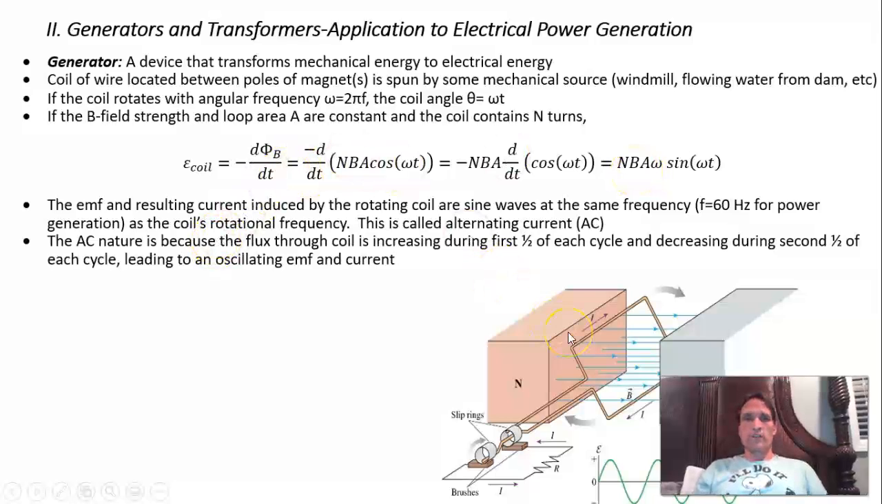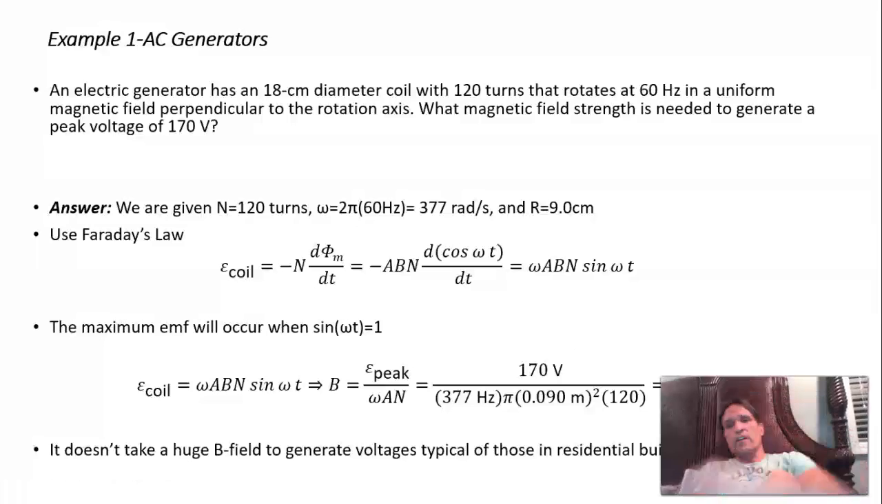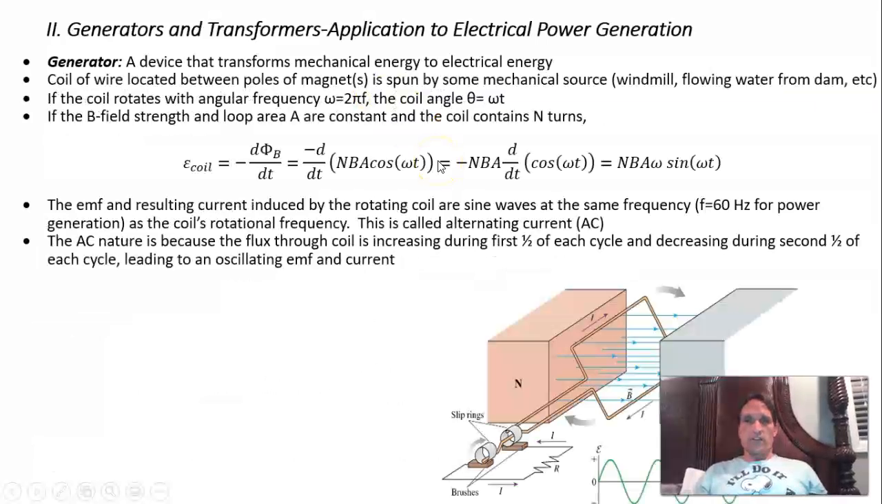potential differences. So here's an example. So suppose that you have a given generator and it has an 18 centimeter diameter coil, and let's make it with 120 turns. So N is 120. And suppose that it rotates at 60 hertz in a uniform magnetic field perpendicular to the rotation axis. Okay, so in other words, it's a picture that looks like this.